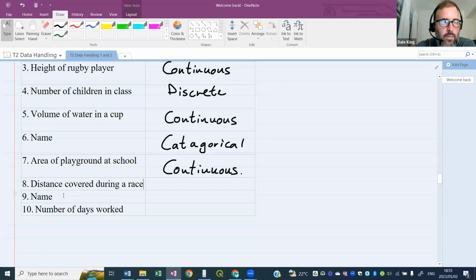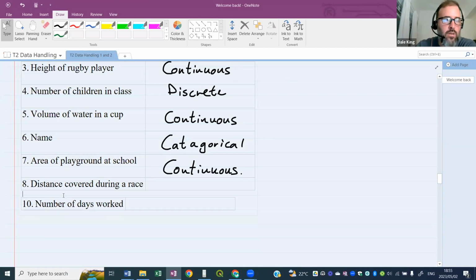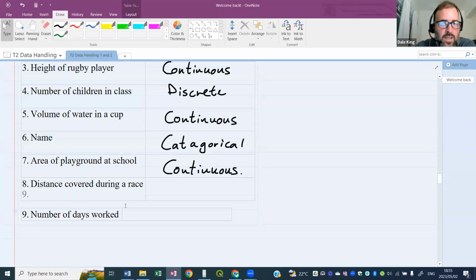Second to last one. Oh, we already had name. My apologies. All right, then we're on the last one here. Number 9. Number of days worked. Oh, sorry. We haven't covered number 8. Distance covered during a race, guys. Sorry, I'm confusing you. Distance covered during a race.